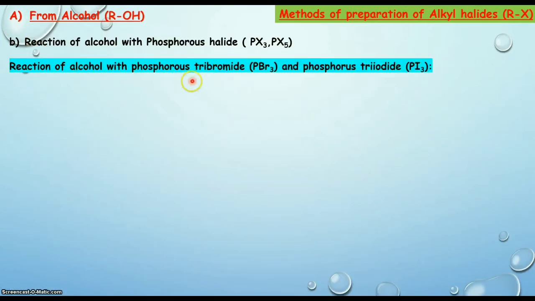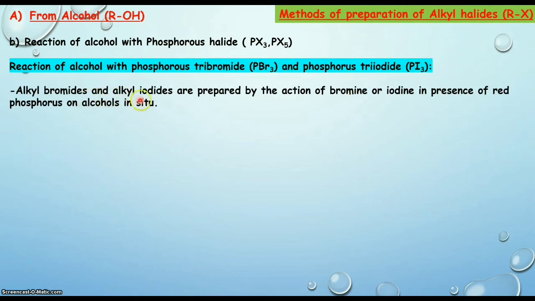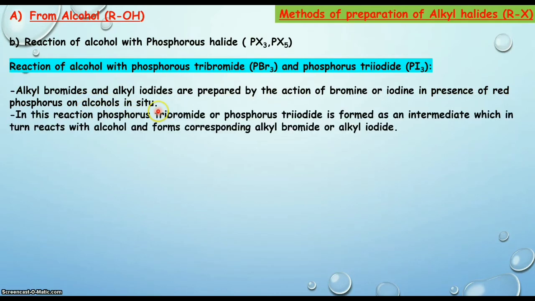Now here is the reaction of alcohol with phosphorus tribromide and phosphorus triiodide. As we have discussed, phosphorus tribromide and triiodide are unstable. That's why we have to prepare these by the action of bromine or iodine in presence of red phosphorus. Alkyl bromides and alkyl iodides are prepared by the action of bromine or iodine in presence of red phosphorus on alcohol in situ, that is during the reaction. In this reaction, phosphorus tribromide or phosphorus triiodide is formed as an intermediate, which in turn reacts with alcohol and forms the corresponding alkyl bromide or alkyl iodide.